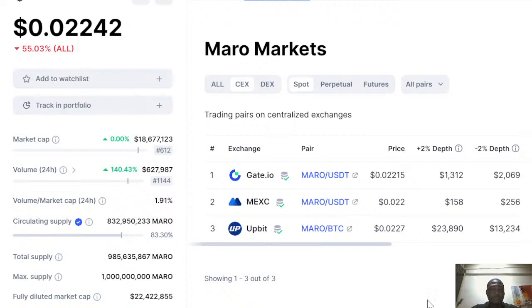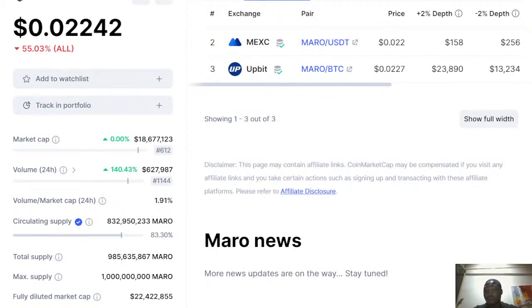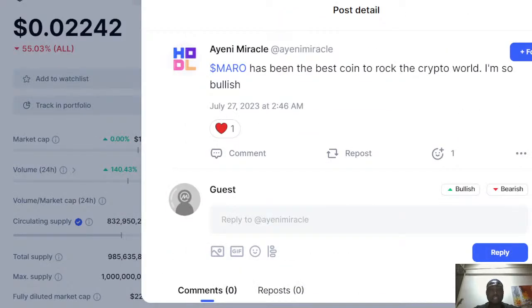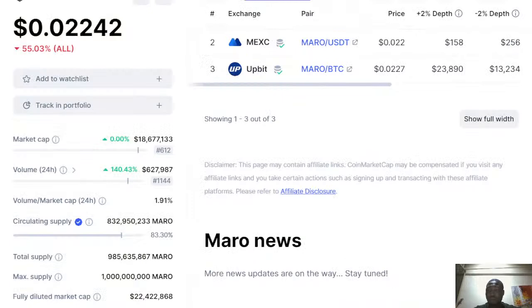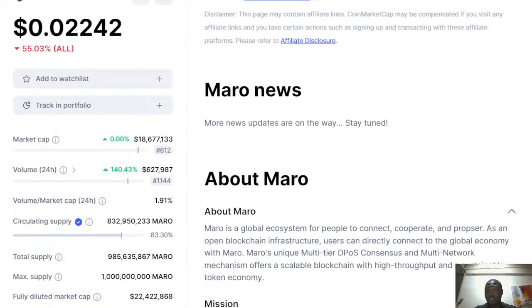So you can tell me your own prediction. What is your own prediction about this token? Let me hear from you guys. What is your own prediction about this token? Let's hear from you.